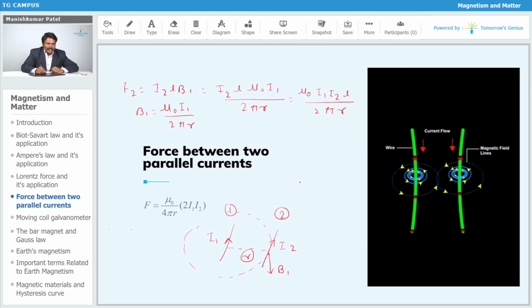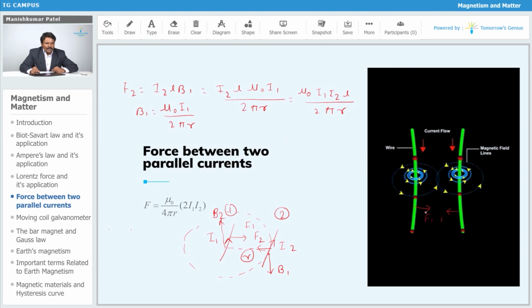This is the expression for the force experienced by conductor 2, and according to Fleming's left hand rule, you can check the direction. The force is towards the left side. So this is the direction for the force F2. Similarly, you can do the procedure for conductor 1 by saying that conductor 2 produces a magnetic field at every point on conductor 1. Again the direction is upward according to the thumb rule. So this is B2. Now again you check the direction for force F1, which is on the right side.